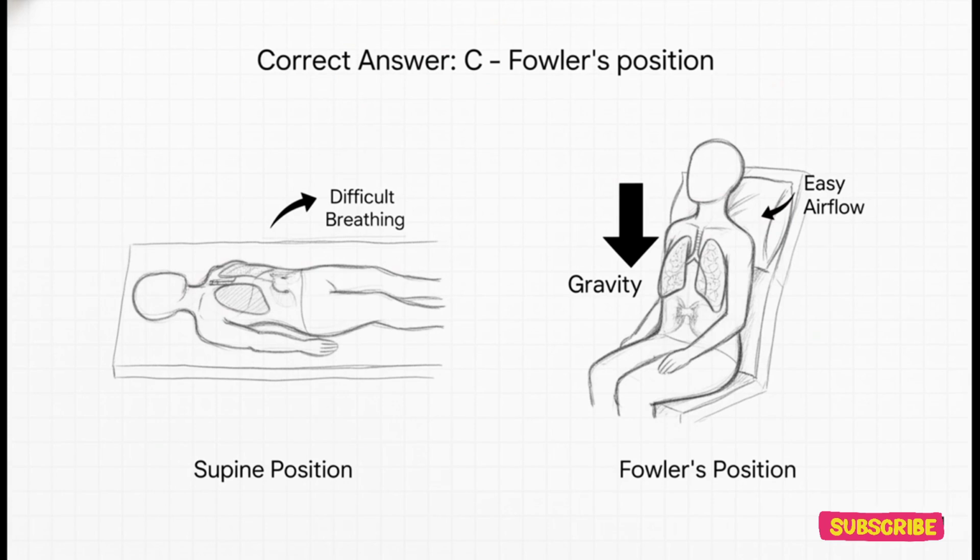The right answer is C, Fowler's position. And you know, this really just comes down to simple physics. When you sit a patient up, gravity helps pull their diaphragm down. That gives the lungs way more room to expand, which makes every single breath a little bit easier. Just think about when you're out of breath. Your first instinct is to sit up, right? It's the exact same principle.